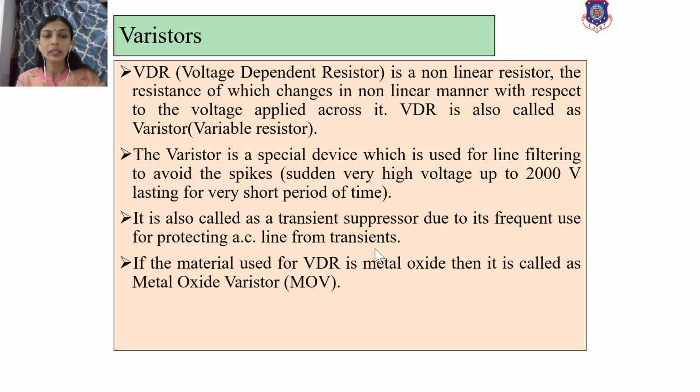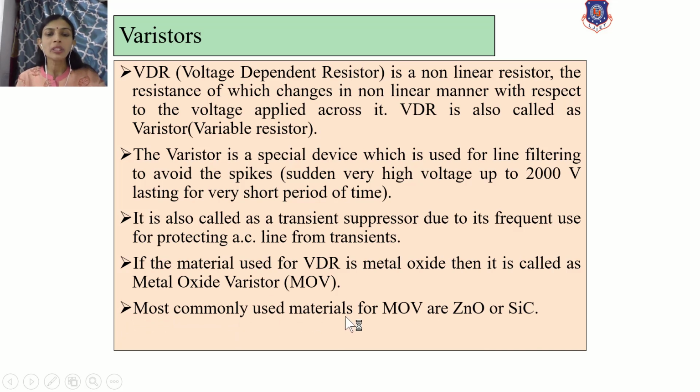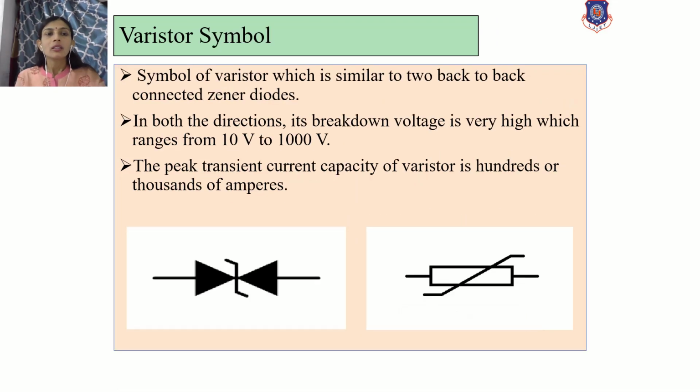Now the next important part of the varistor is the material and symbol. The material of a VDR is metal oxide, so it is also known as a metal oxide varistor. The most commonly used materials of an MOV are ZnO or SiC. Now come to the varistor symbol. The symbol of a varistor is similar to back-to-back connected Zener diodes.